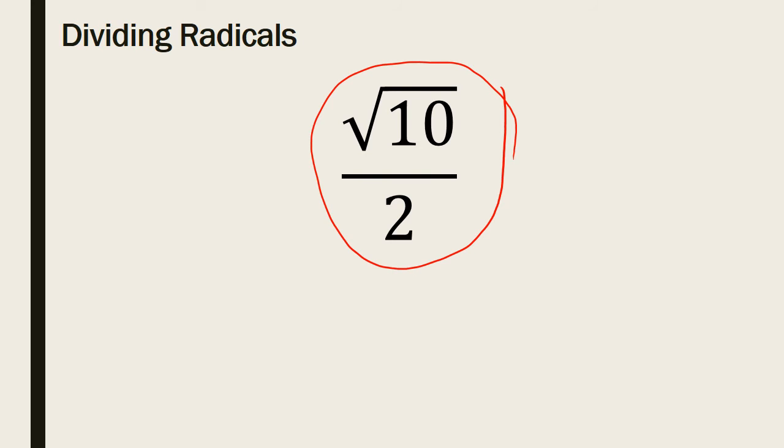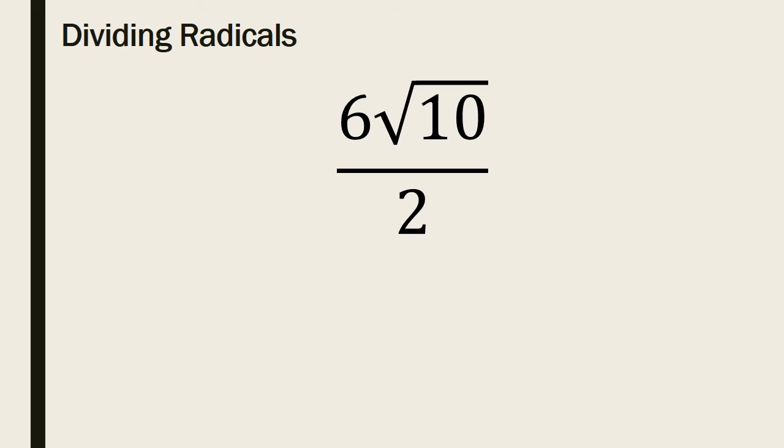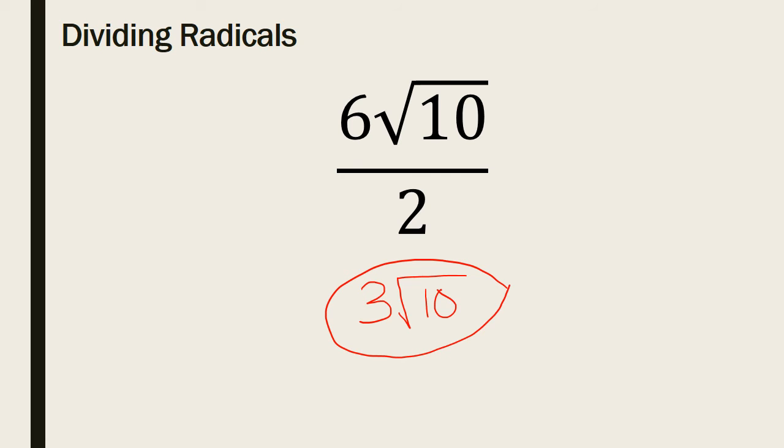Now let's take a look at this example where we have 6 radical 10 divided by 2. In this example, again, I have a radical divided by a number. So to approach this problem, I have to ask myself, is radical 10 in the simplest form? From the slide before, we learned that radical 10 is in the simplest form and cannot be simplified more. But we have 6 as a number that can be divided by 2. So I'm going to divide 6 by 2, which gives me a 3, and radical 10 is going to stay the same. So the final answer is 3 radical 10.